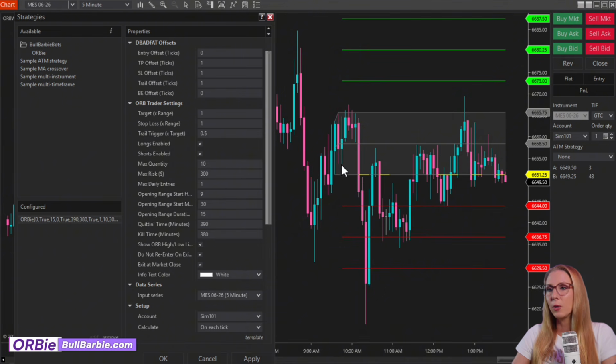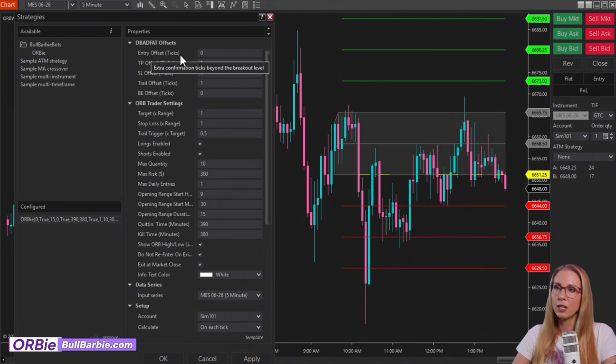But if we want to avoid getting wicked out, one of the first things that we can do is adjust this entry offset. What that'll do is wait until we get to the range plus however many ticks.